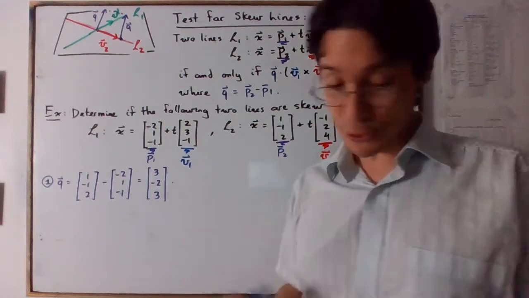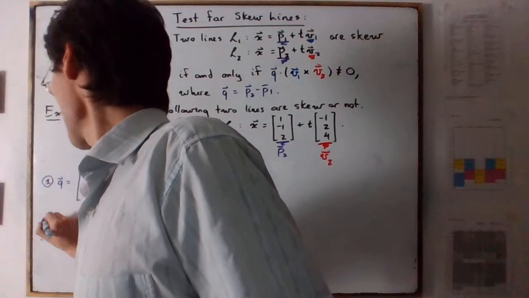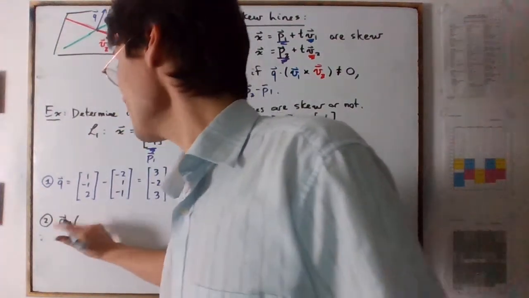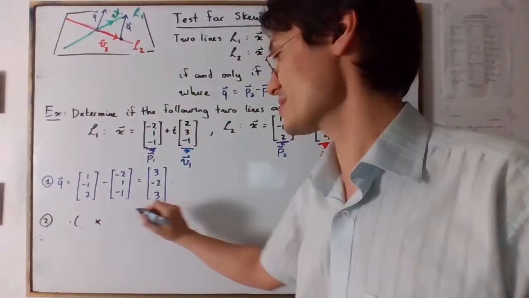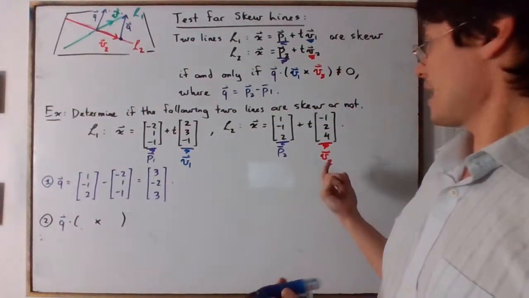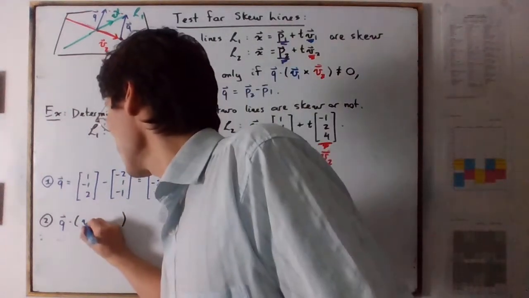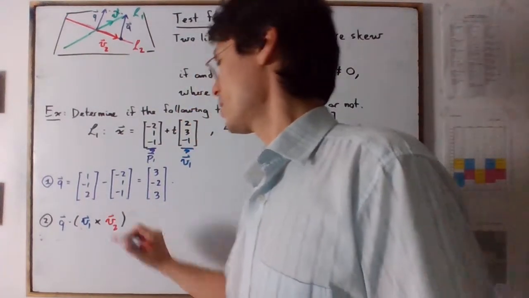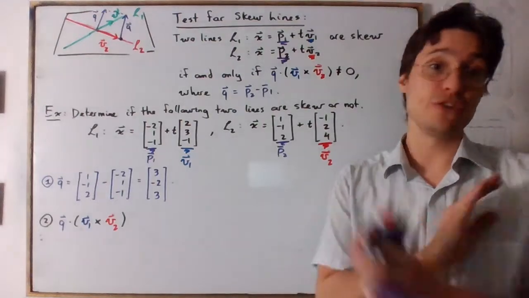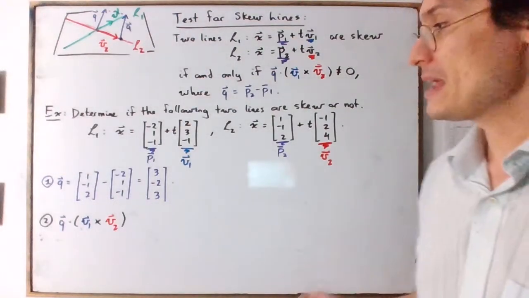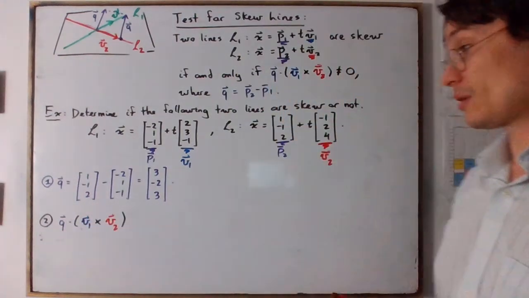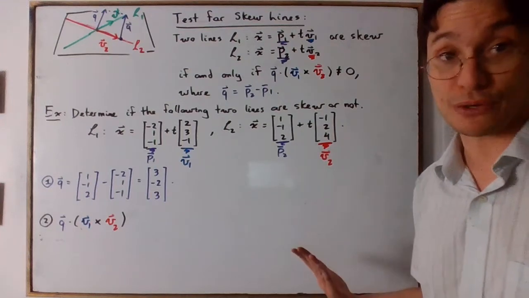Now, step number 2: we compute Q dot V1 cross V2. Let's actually color code. Cross, sorry about that. So we have Q, and then V1 and V2. One thing that you could do, and that you should never do, is to calculate the cross product and, once you're done, calculate the dot product. You should never do that unless you already have the cross product.